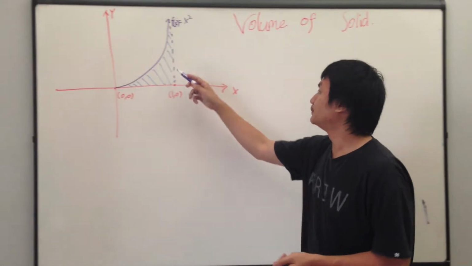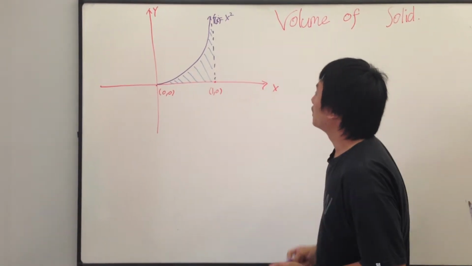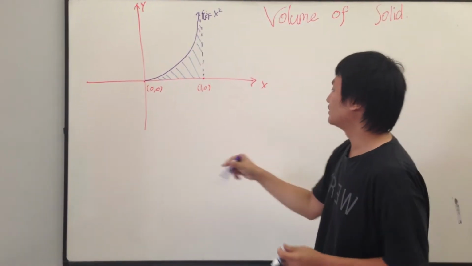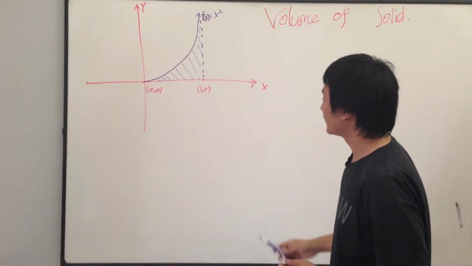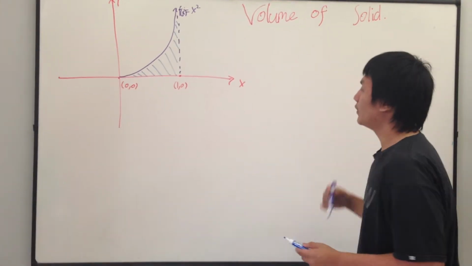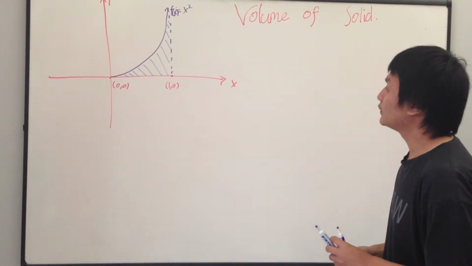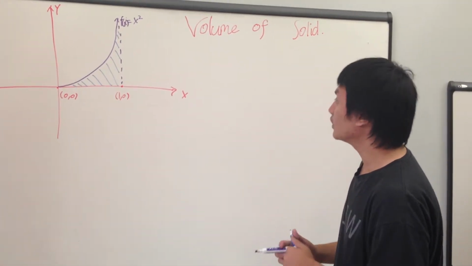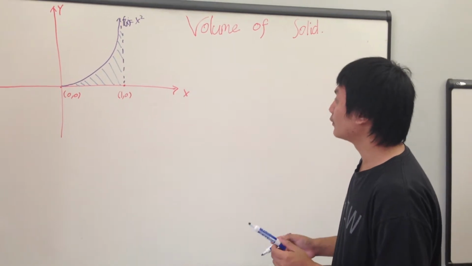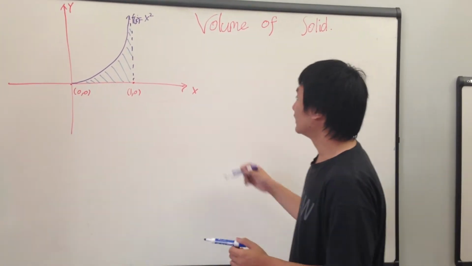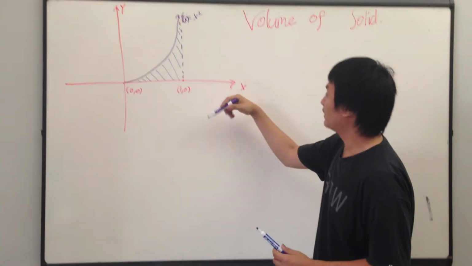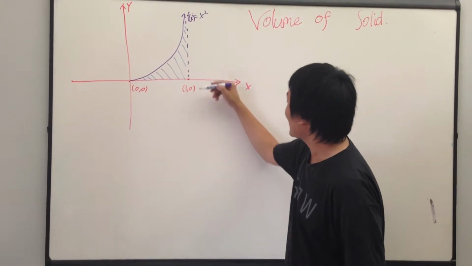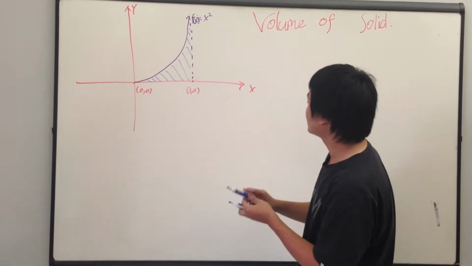So right now I have this function. Y is x squared, or we can say f(x) is x squared. And the range for this function is x from 0 to 1. So what happens if we want to calculate the volume that is formed when we take this function and the area under it, and rotate it around the x-axis?